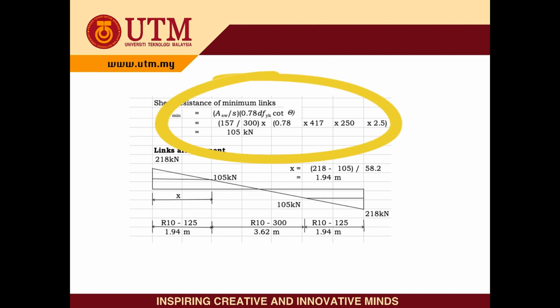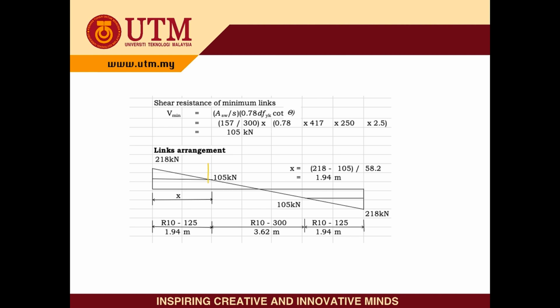Vmin can be calculated by using the formula for the vertical link, with theta equal to 22 degrees. This is the starting force that is given by the minimum link. By putting the Vmin into the diagram of shear force, now we can get the value of X. X means the spacing that requires vertical link. To get X, you can use the formula given in the diagram or simply use the interpolation, the similar triangle diagram.